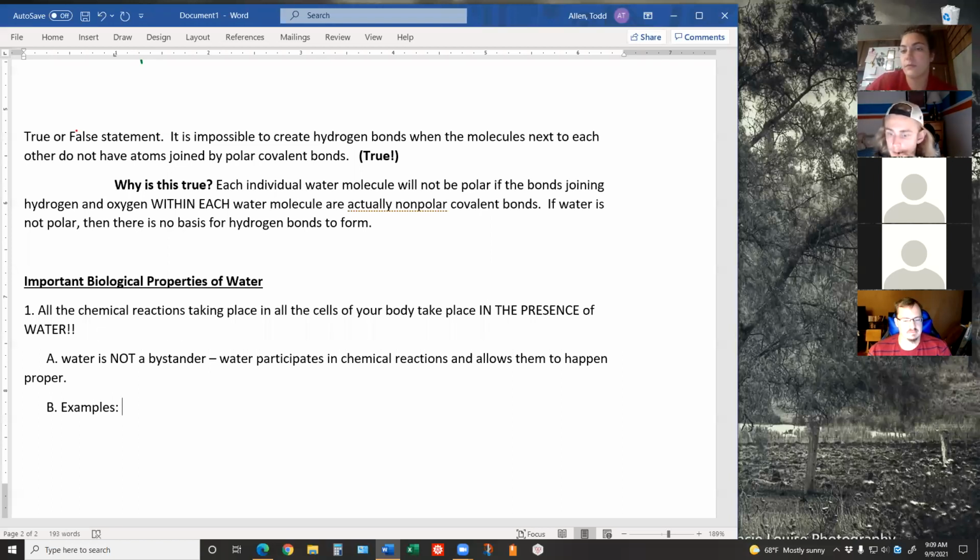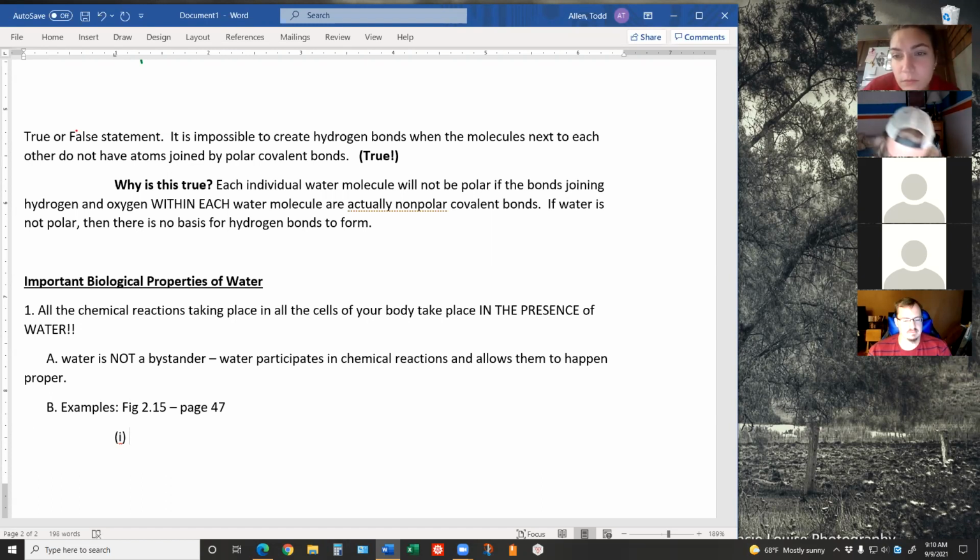Okay, so how does water participate in chemical reactions? I'm not going to expect you to know the chemical reactions themselves. I'm not going to expect you to draw them out or anything like this, but let's take a look at figure 2.15 on page 47 of your book. Take a look at this.